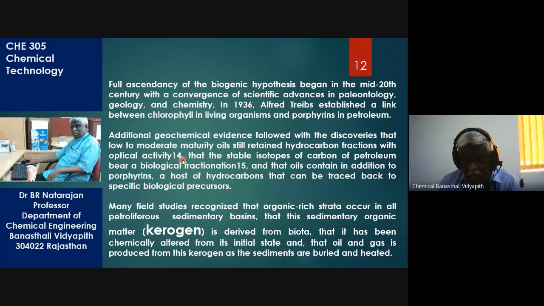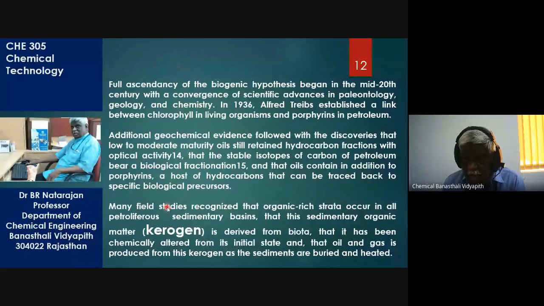Optical activity, don't bother about this number: the stable isotopes of carbon of petroleum bear a biological fractionation, and oils contain, in addition, this was taken from a research article by an expert from Exxon Mobil, on the origin of petroleum. And oil contains, in addition to porphyrin, a host of hydrocarbons that can be traced back to specific biological precursors.